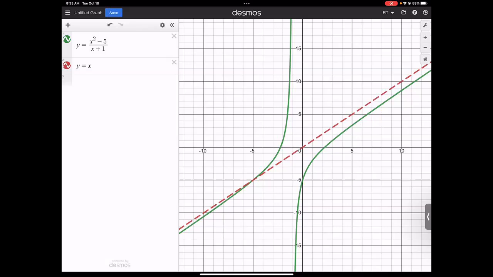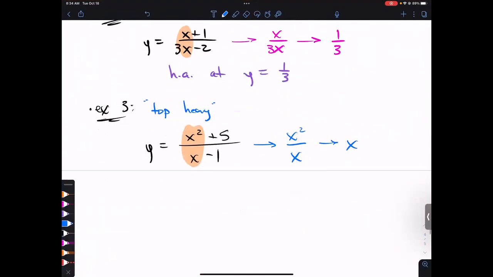Okay. But that would look something like this. Like the thing was kind of top heavy. It reduces down to something that still has an x in it like that. This has no horizontal asymptote, has a slant or oblique asymptote. But again, we're not going to worry about finding that.